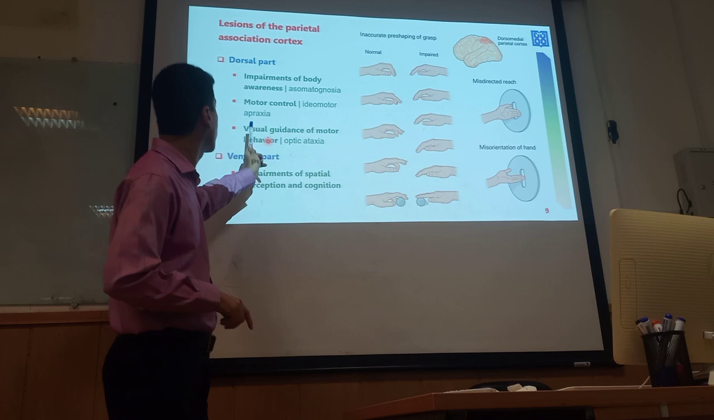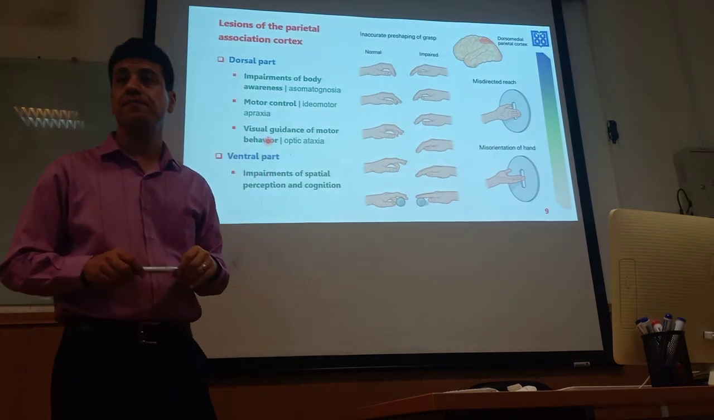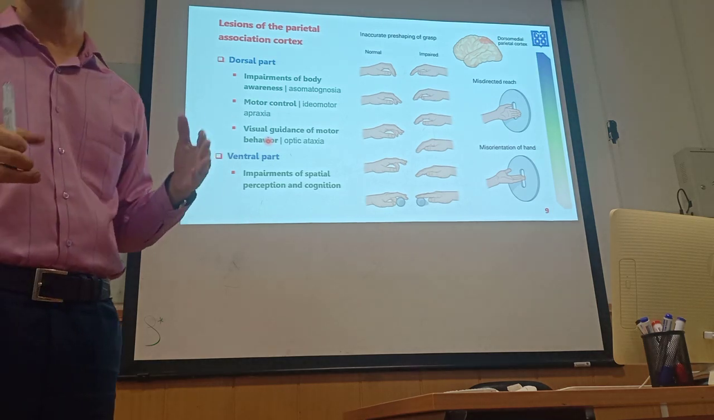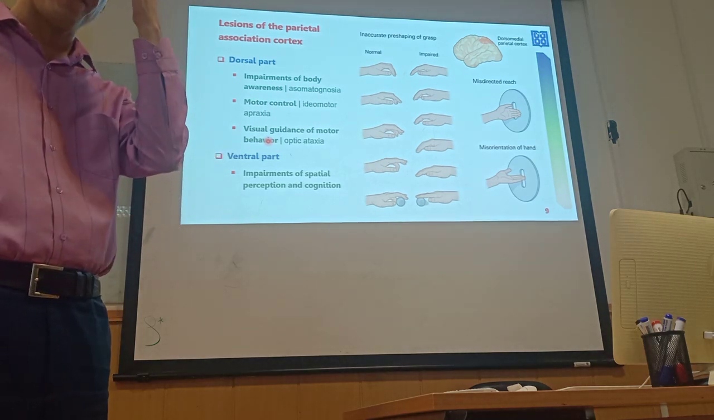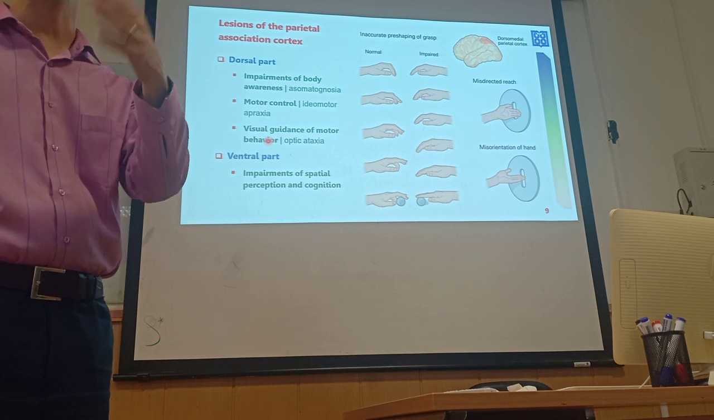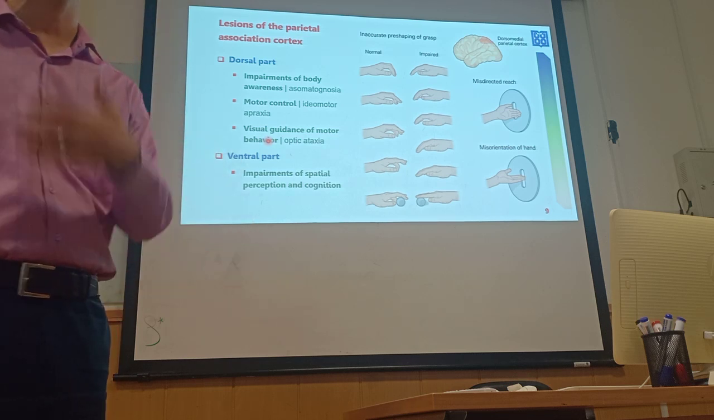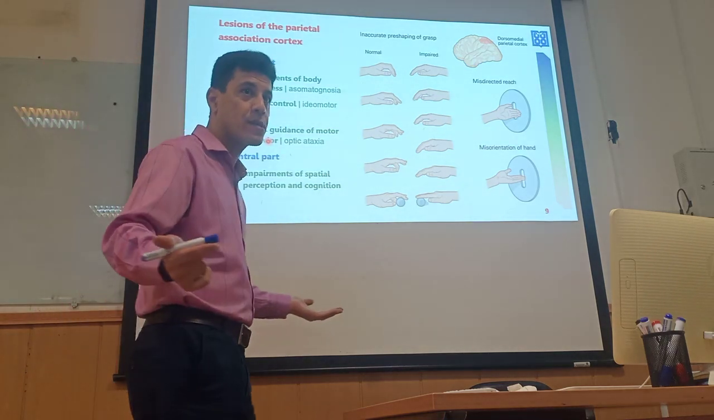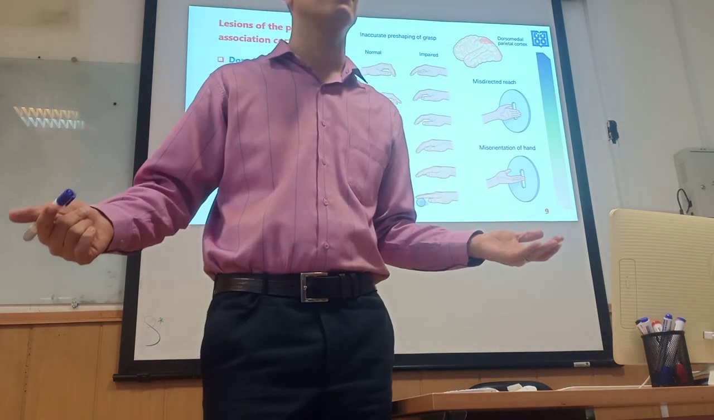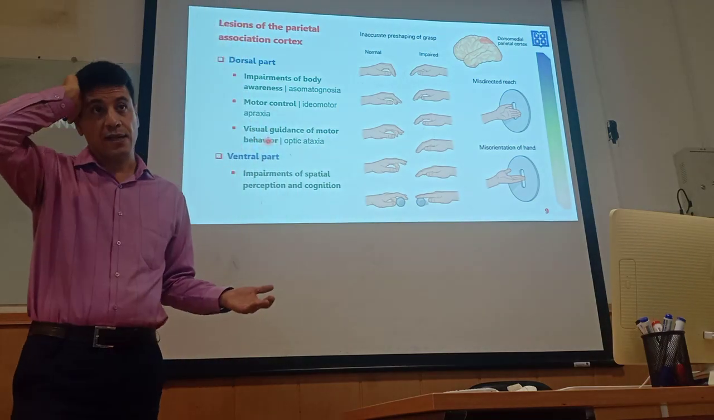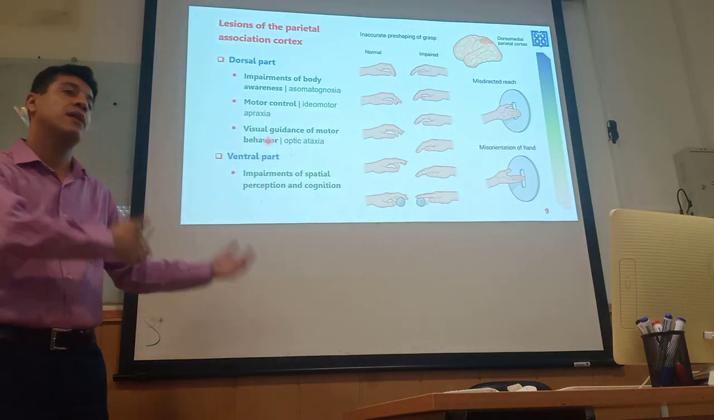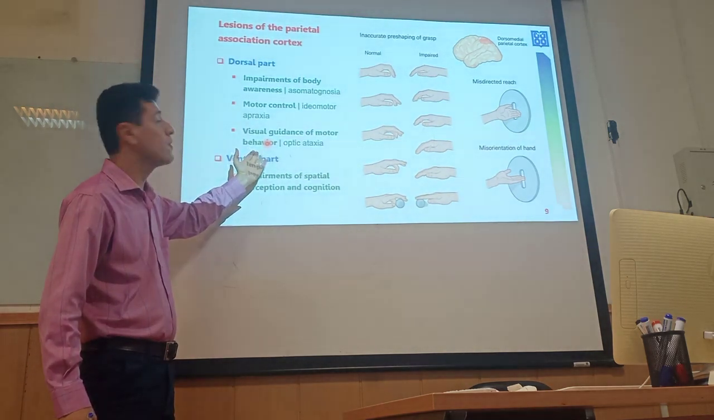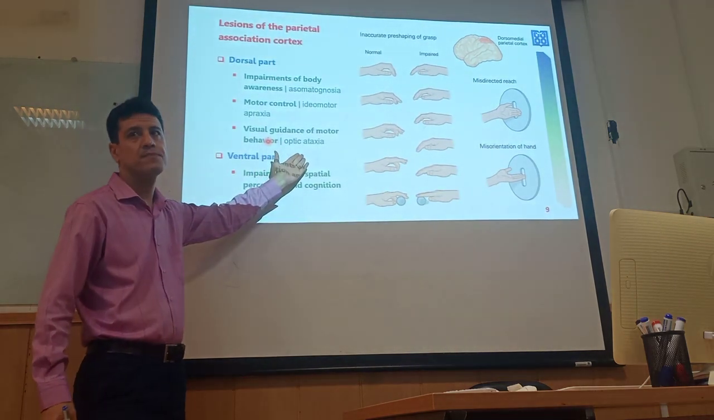Okay? Another thing is ideomotor apraxia. So motor control here is lost usually. I mean, the patient doesn't use the left side of the body for motor action. So the right side controls the left side. Yeah. The right side is damaged. Everything happens on the left side. Yeah. Visual guidance of motor behavior is lost. We call this condition optic ataxia.